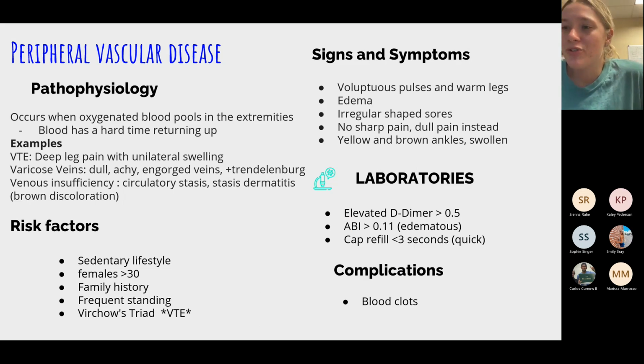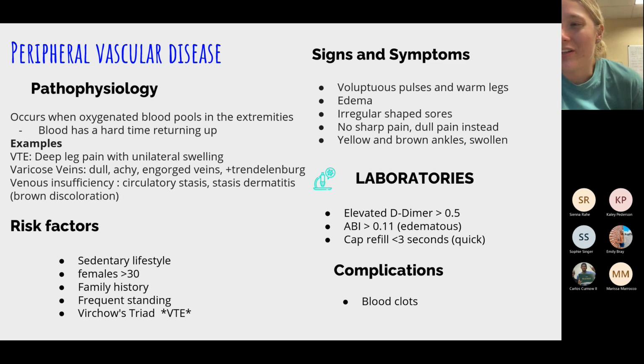So 3 major types. Just think that there's an issue with blood returning to the heart. It is pooling in the extremities, so my patient can have VTEs, varicose veins, and some venous insufficiency. Why are they at risk for VTE? Well, when blood pools anywhere, it likes to clot. So lots of risk factors, specifically our Virchow's triad for a VTE.